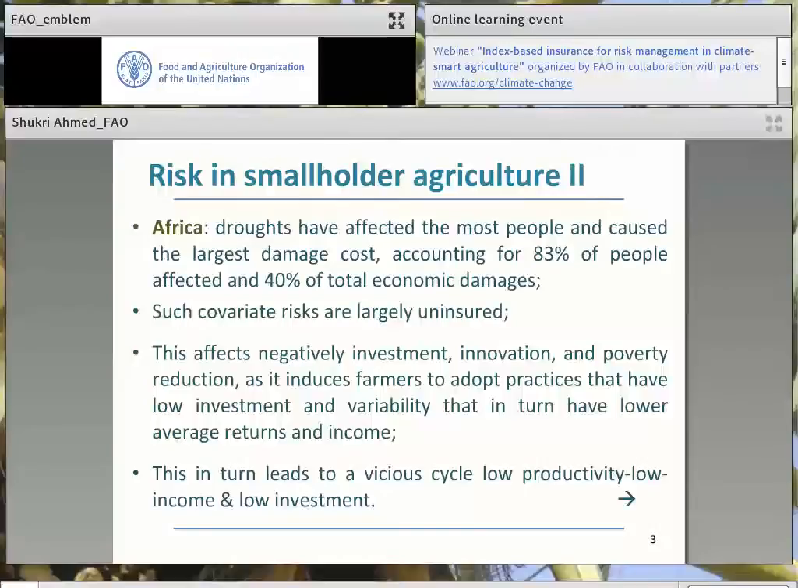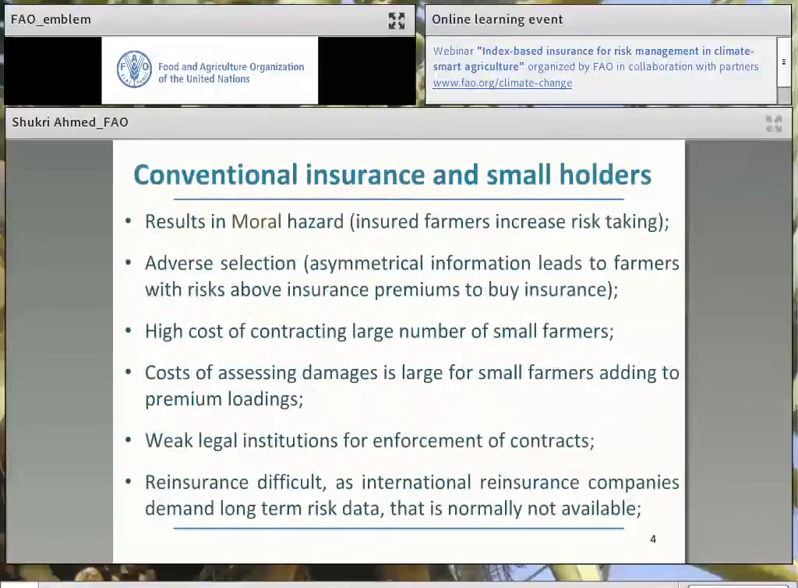These covariate risks are usually uninsured, largely because there are too many smallholder farmers. This negatively affects investment and farmers' innovative activities, and especially now with climate change, it inhibits farmers from going into innovative technologies. In the end, it results in a vicious cycle of low productivity, low income, and low investment that they wallow in.